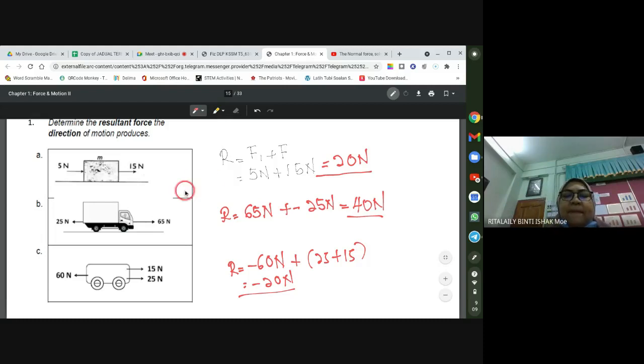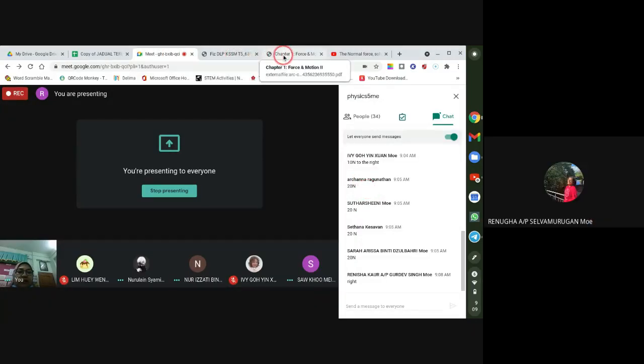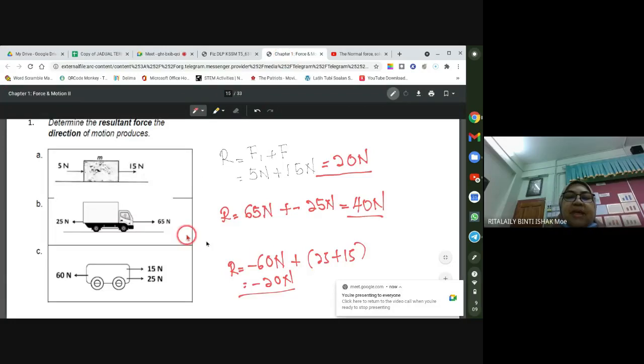Okay. So for B, the direction is to which direction? Renuga. For 1B. Okay, two forces, 65 and 25. So to which direction is the acceleration? Renuga? To the right side, teacher. Okay, so for B is also to the right. So since we take right as positive, so our answer is positive. Therefore, we can say that the lorry will accelerate to the right.